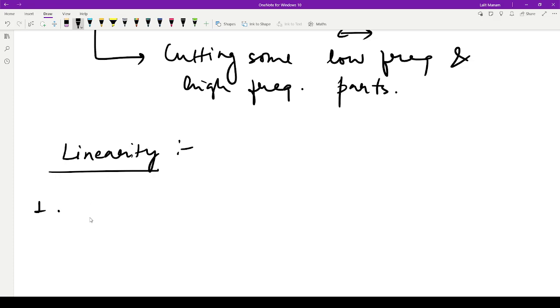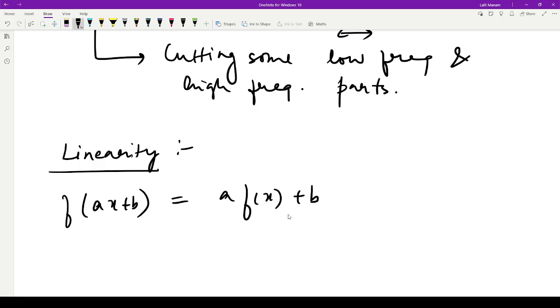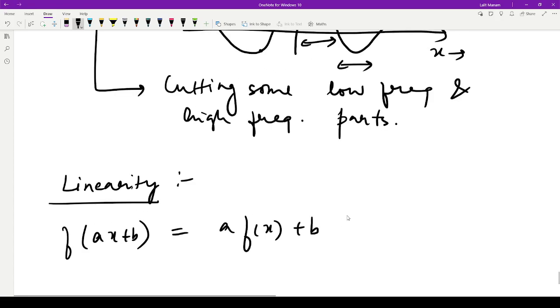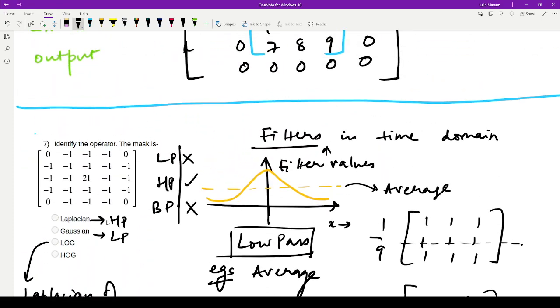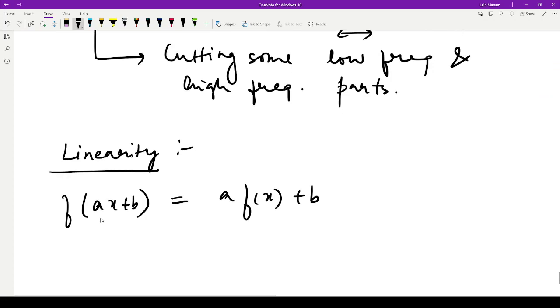Linearity actually means f of ax plus b, where there is a function f. You want F of (A times x plus B) to be A times F of x plus B, right? So what is f here in all these options? They are the filters, right? And what is A here? A we can consider as a scaling of the input. What is x here? X is the current spatial point?